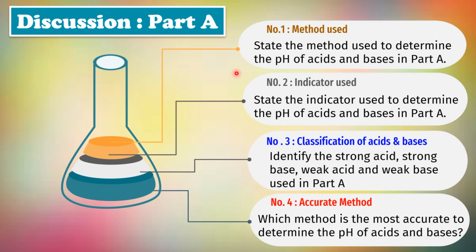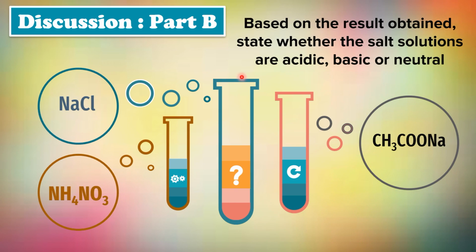So this is the discussion for part A. For the discussion, you have to answer in your lab report. State the method used to determine the pH of acids and bases in part A. State the indicator used to determine the pH of acids and bases in part A. Identify the strong acid, strong base, weak acid, and weak base used in part A. And which method is the most accurate to determine the pH of acids and bases? Next, for part B, based on the result obtained, state whether the salt solution is acidic, basic or neutral.